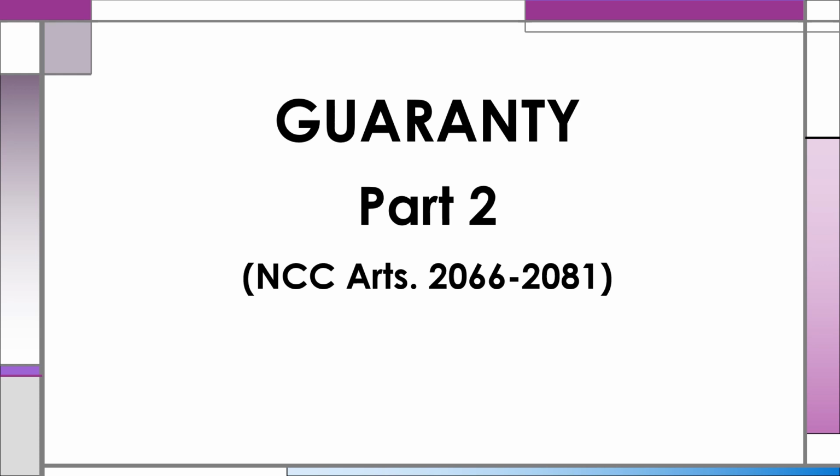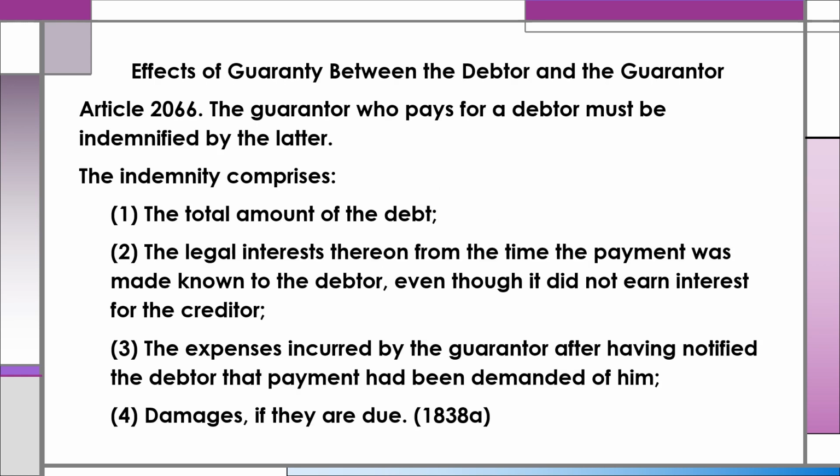This is Part 2 of Guaranty from Articles 2066 to 2081 of the new Civil Code. Effects of Guaranty between the debtor and the guarantor.